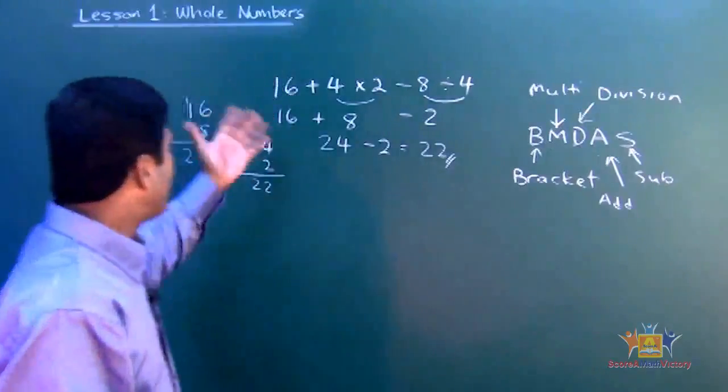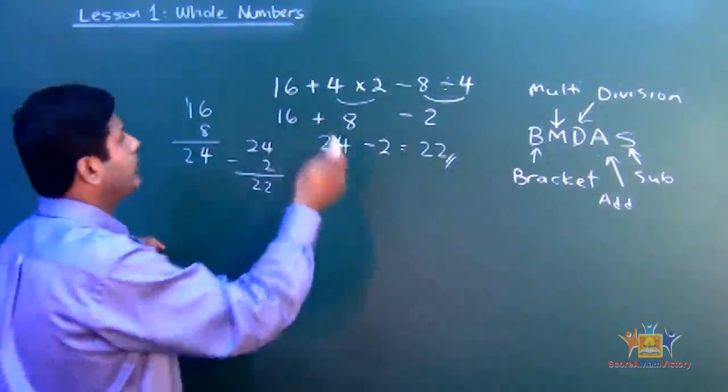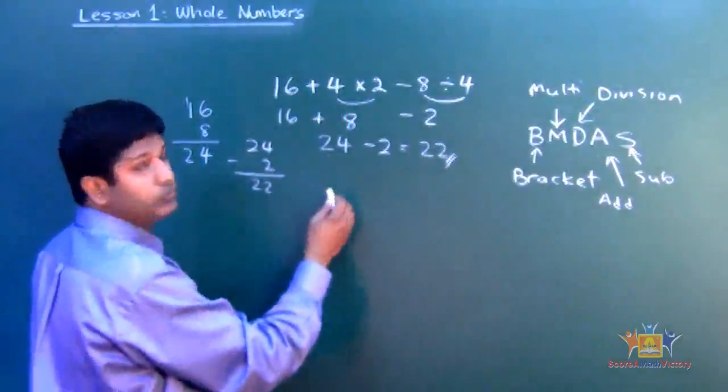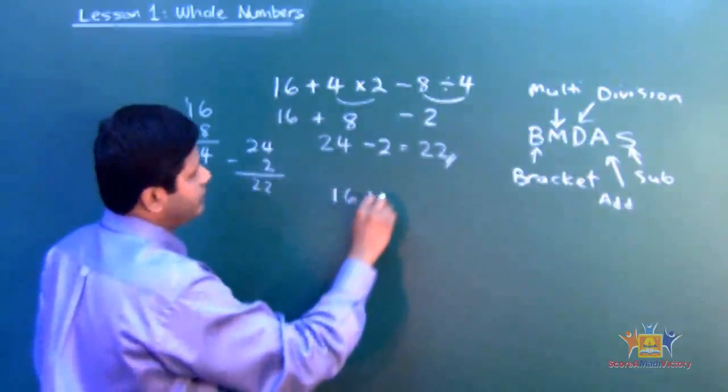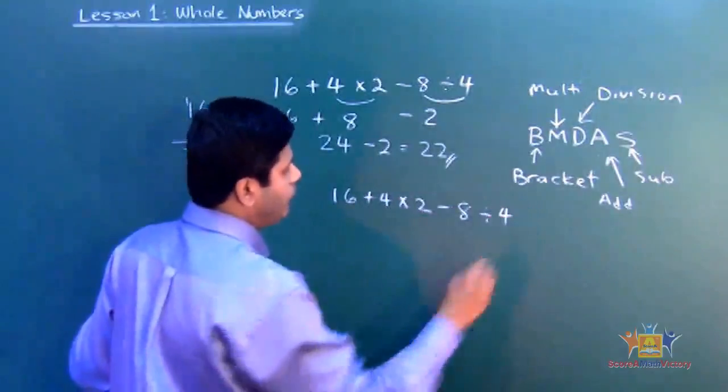Can you imagine that? If I were to break the rule, if I were to just start doing it the way it is, let's say for example, let's break the rule, okay? So 16 plus 4 is what? Let's rewrite this one: 16 plus 4 times 2 minus 8 divided by 4.